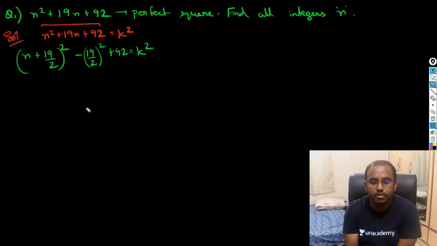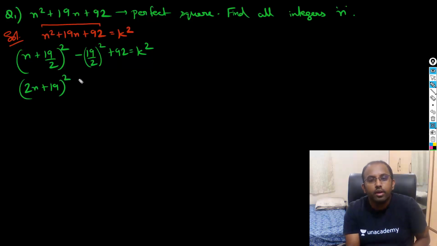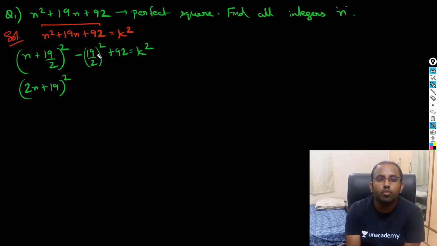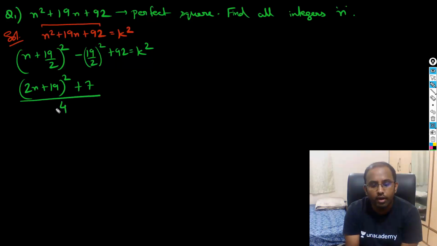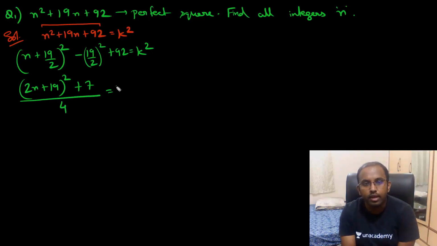So what is the value, guys? This value is n plus 19 by 2 whole square, which gives 2n plus 19 whole square by 4, minus 19 square, which is 361 by 4, plus 92. So 92 into 4 is what? This is equal to 368. That actually becomes 7 by 4. I can write this like this, 7 upon 4 here, and this is equal to some k square.